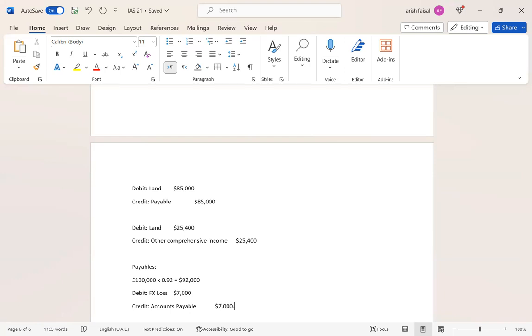I hope these examples have cleared the concept of IAS 21, which is how to record transactions which are in foreign currency and by companies who have a different functional currency, right?